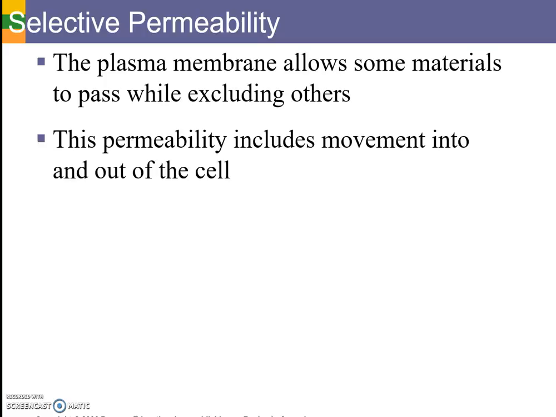We say that the membrane is selectively permeable, meaning that it will allow some things to pass through but not allow other things. So it's not completely permeable, it doesn't allow everything to go in, and it's not completely impermeable, keeping everything inside or outside. But not everything can travel through the cell membrane in exactly the same way. So we want to look at some of the different ways that things actually pass through this selectively permeable membrane.